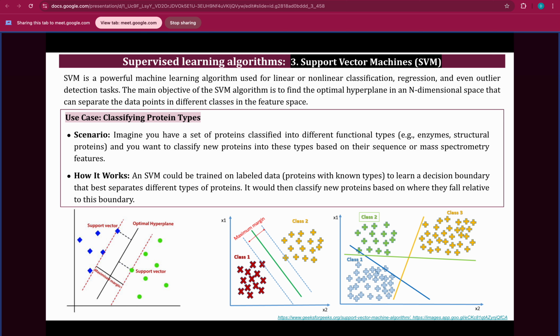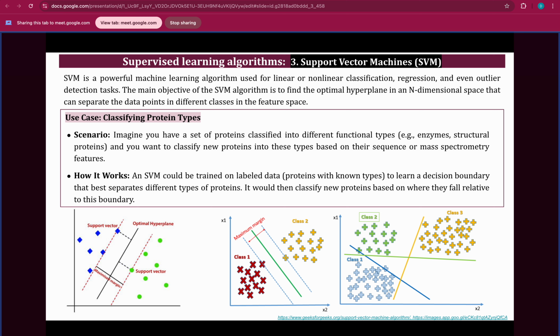Now I have the already known features which help me identify when to classify my protein as an enzyme and when to classify it as a structural protein, because I already have all the values with me. I already have the labels. I already know that these particular proteins are enzymes and these particular proteins are structural proteins.